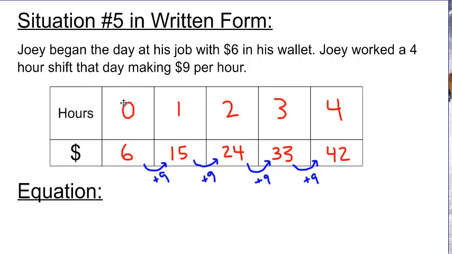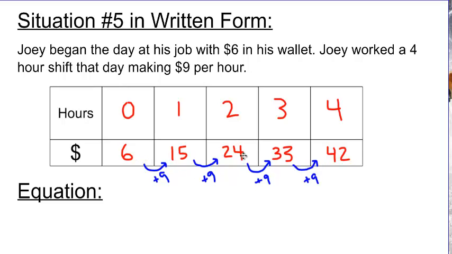Here we've created our table. We know that at 0 hours he has $6, and each hour after that it goes up 9. So he has $15 after 1 hour, he has $24 after 2 hours, he has $33 after 3 hours, and he has $42 after 4 hours.